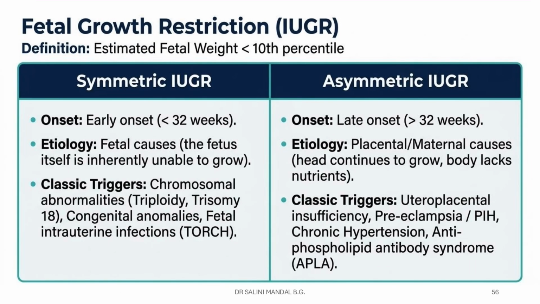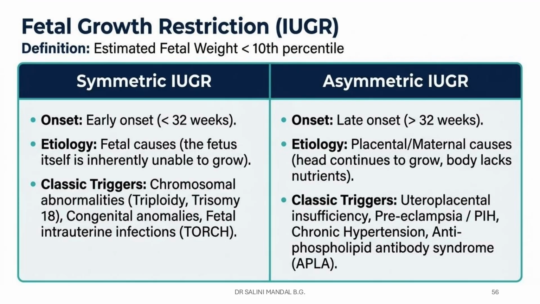Next is IUGR. We have two types of IUGR: symmetrical and asymmetrical. Symmetrical is the one which we get earlier, less than 32 weeks, and the onset of asymmetrical is usually after 32 weeks. The early onset is because of a fetal cause, because the fetus is not able to grow. But later, after 32 weeks, it is basically because of placental or maternal causes. The head is going to grow because all the blood flow is going to the head, but the rest of the body will remain small. It will lack nutrients and all that.